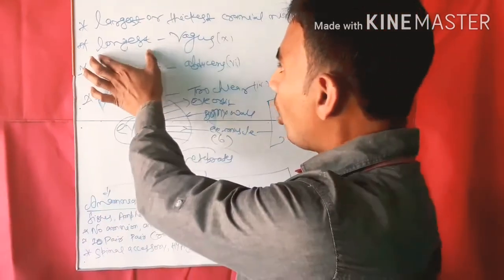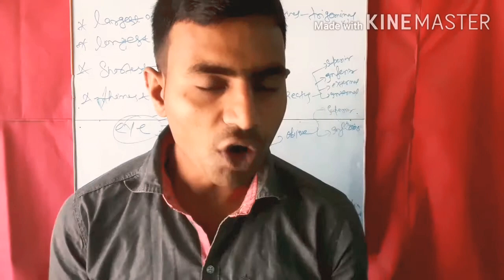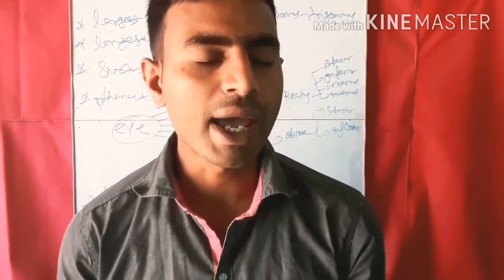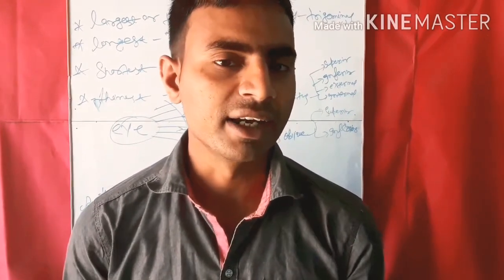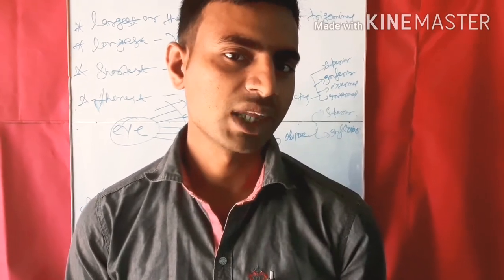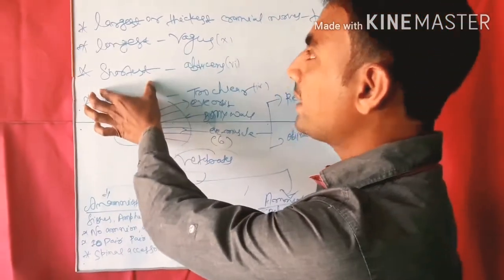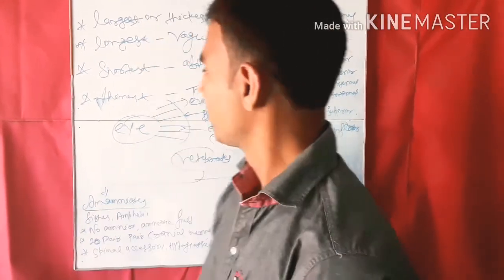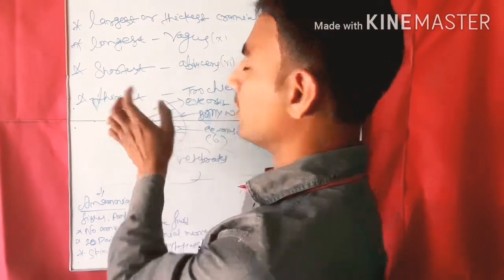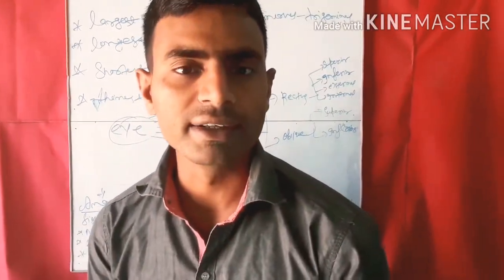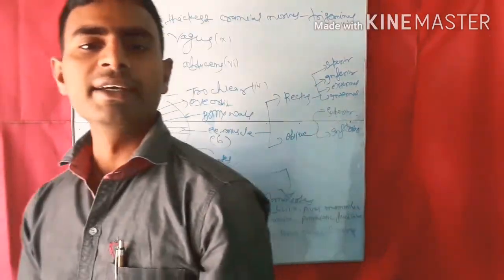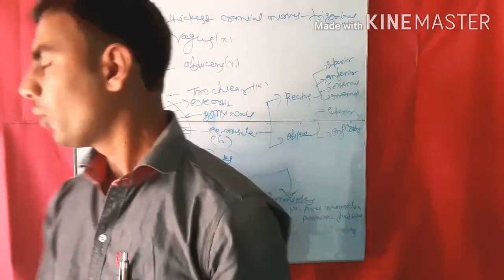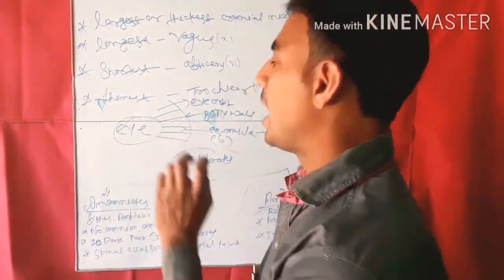And the longest cranial nerve is the vagus, the 10th cranial nerve. The shortest cranial nerve is the abducens, the 6th cranial nerve, and the thinnest cranial nerve is the trochlear, the 4th cranial nerve. And this is the eye.